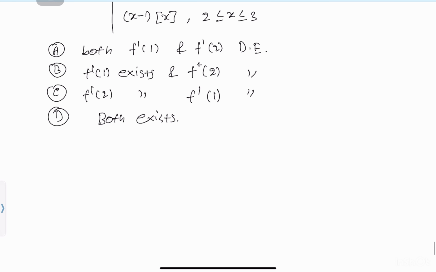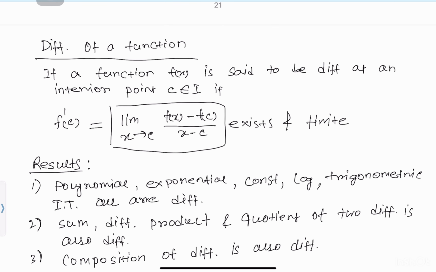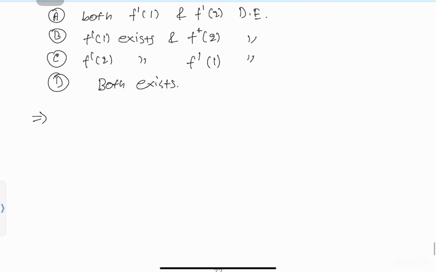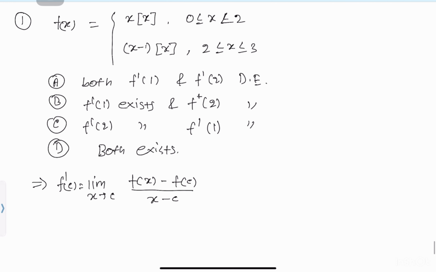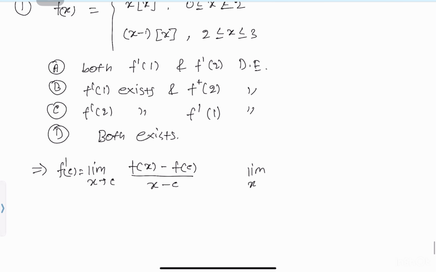So try to solve. I have to apply only this formula. Just try to find the left hand limit and right hand limit of that formula. Our formula is: limit x tending to c, f dash c equal to f of x minus f of c by x minus c. The given function, I have to check at points 1 and 2. So first try for 1: limit x tending to 1, f of x minus f of 1 by x minus 1.